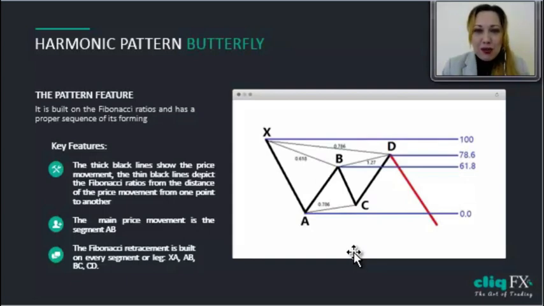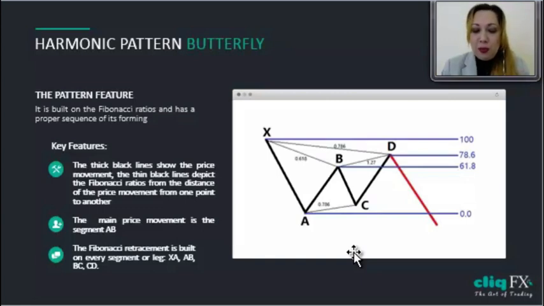Then the market goes down and it's a downward tendency. From point A, the market makes a correction upwards. And the first wave of this pattern must finish at point B. It should be on the level 61.8 of the Fibonacci retracement from the section or leg or segment, I will use all three words today, of XA.